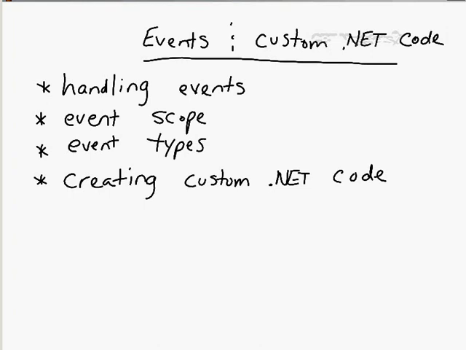Well, you can configure your event handlers to react to whatever events are getting thrown. In this nugget, we'll talk about how to handle events, and we'll also talk about the event scope. For example, there's a difference between handling an event on the package level versus handling the same type of event on a task level. We'll also look at the different types of events, such as OnWarning, OnInformation, pre-validation, post-validation, and so on. And then the last thing we'll talk about is creating our own custom .NET code.